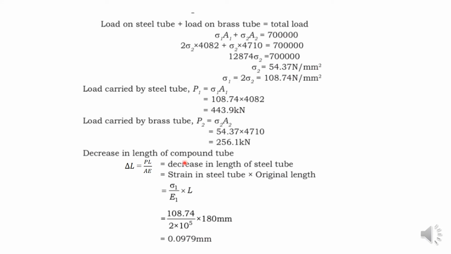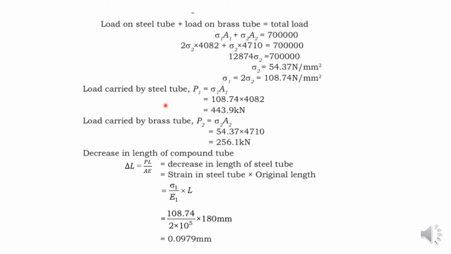And the next equation is load on steel tube plus load on brass tube is equal to the total load. That is, sigma 1 A1 plus sigma 2 A2 is equal to 700,000 Newton. So substitute sigma 1 as 2 sigma 2, and the remaining terms remain the same. By solving this expression you will get sigma 2 equal to 54.37 Newton per mm square, and sigma 1 equal to 108.74 Newton per mm square.